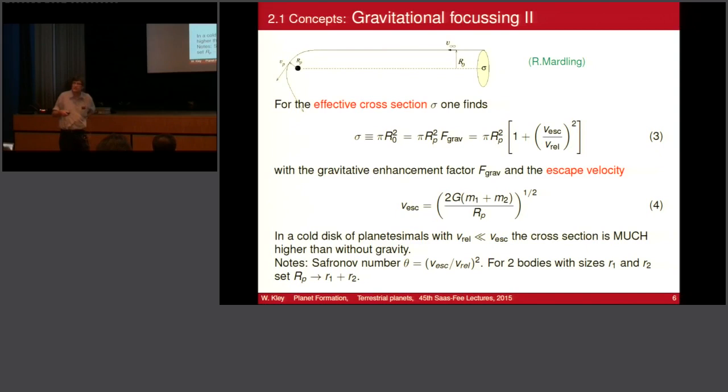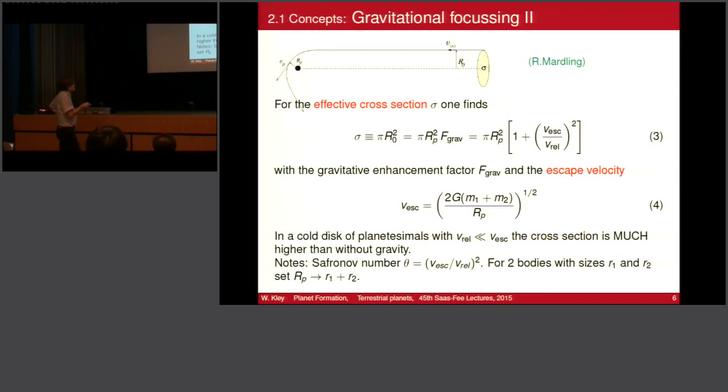And then we can write this as the radius of this object here, the geometric radius of the growing object, times this enhancement factor f graph, which is given by this expression here. So f graph is basically the enhancement above the purely geometric cross-section that you have. And in this we have introduced the escape velocity of the object, given by this expression here. Basically, it's factor square root of 2 times the Keplerian velocity at the surface. So this is standard relation here.